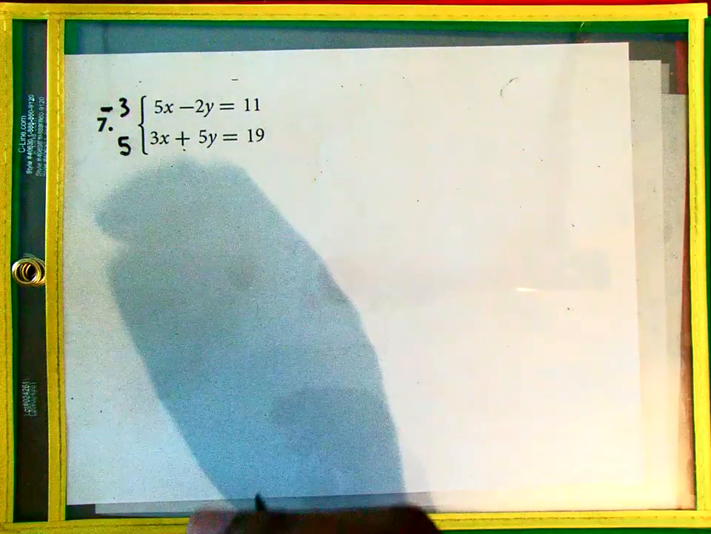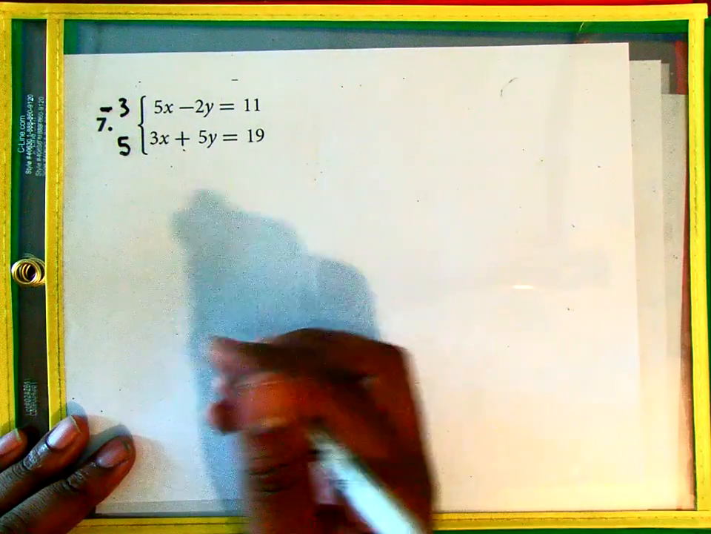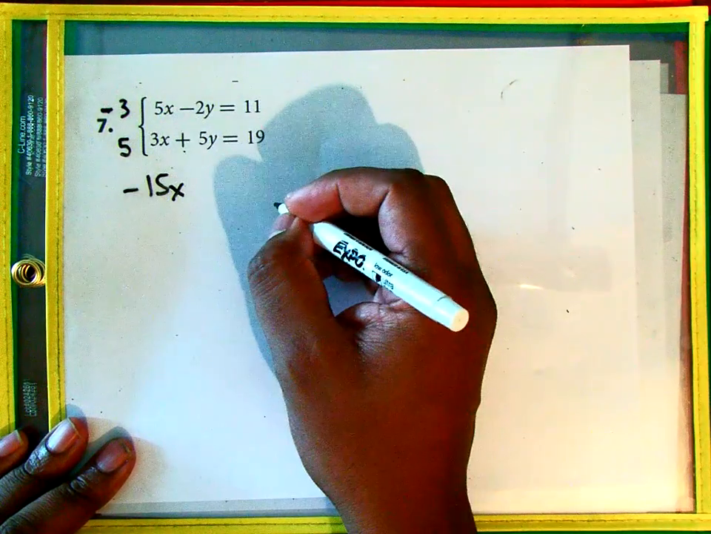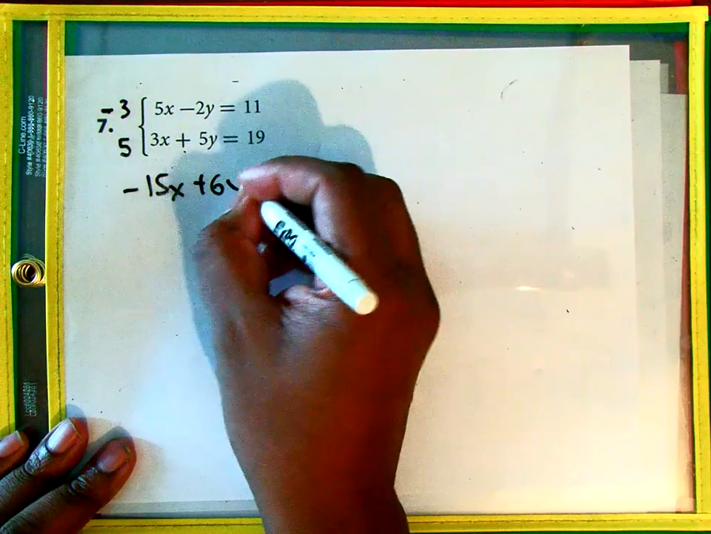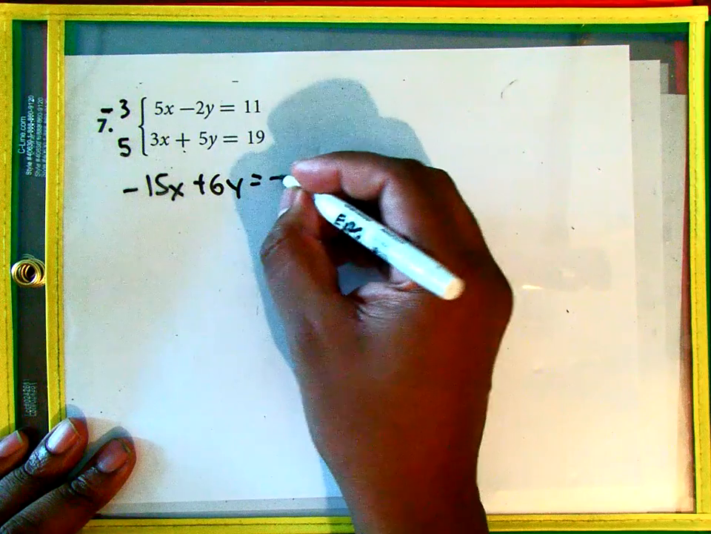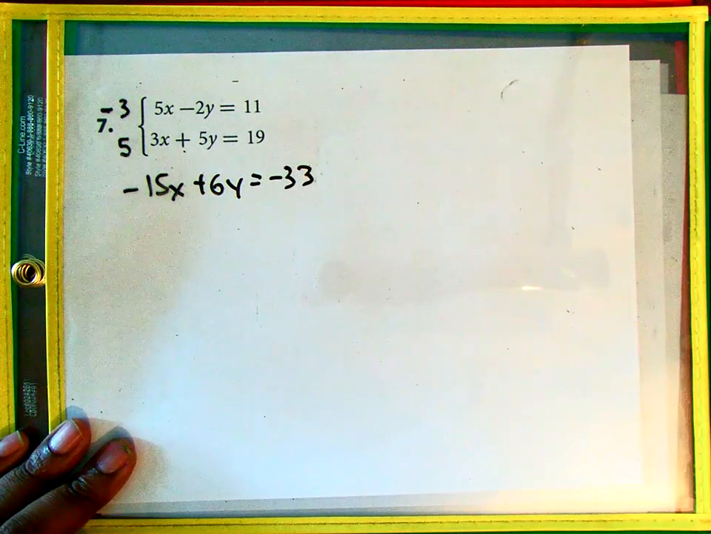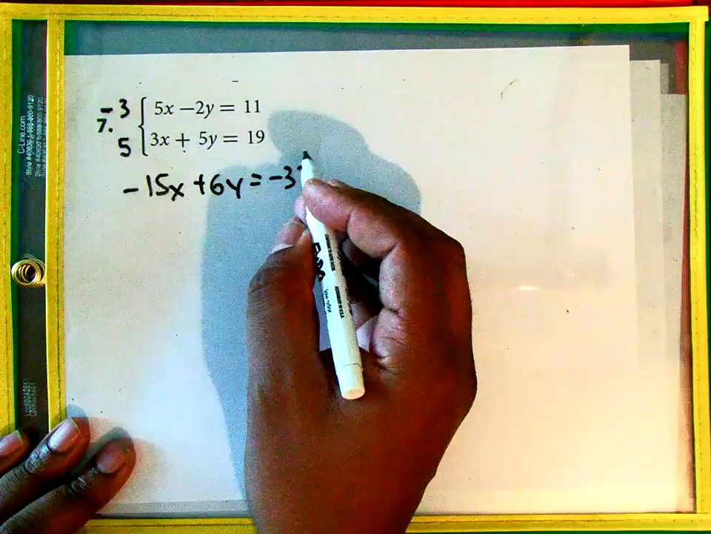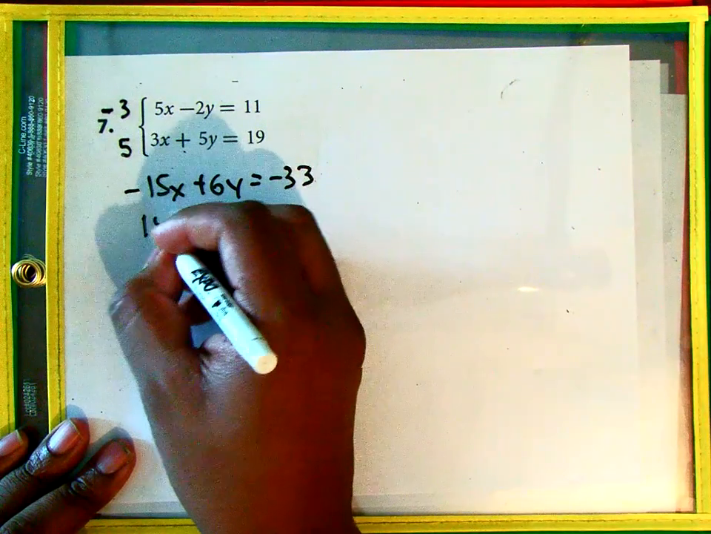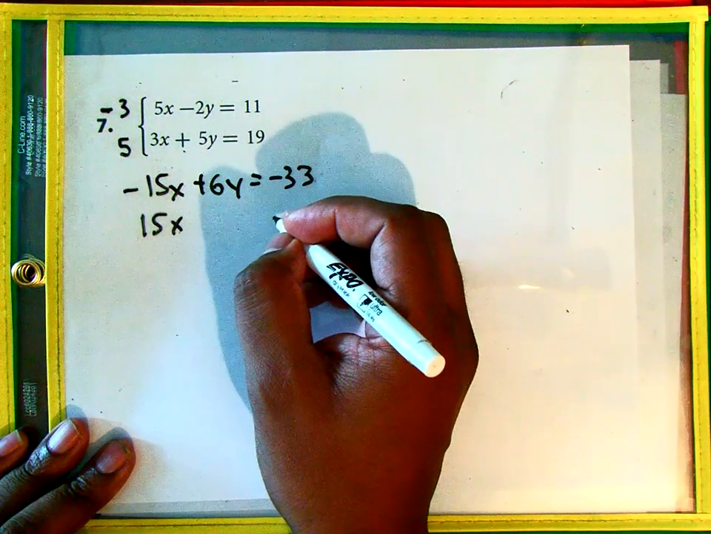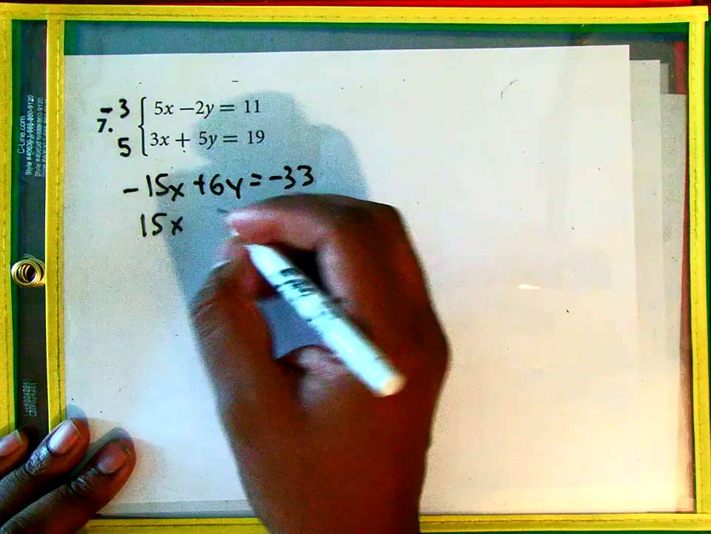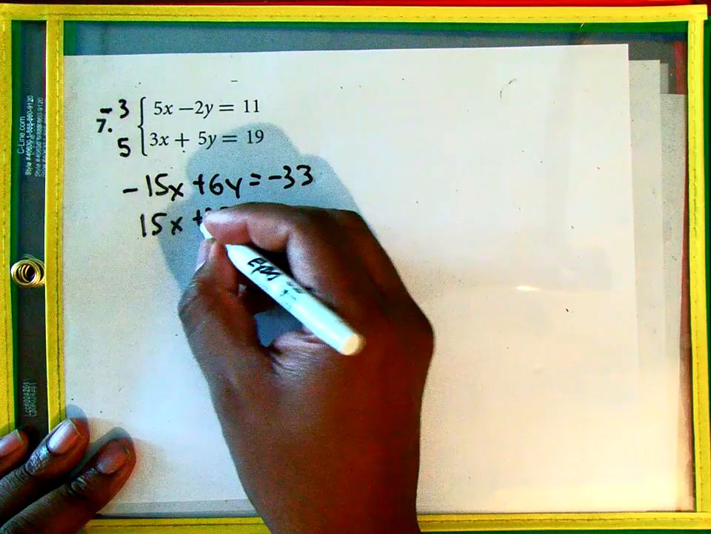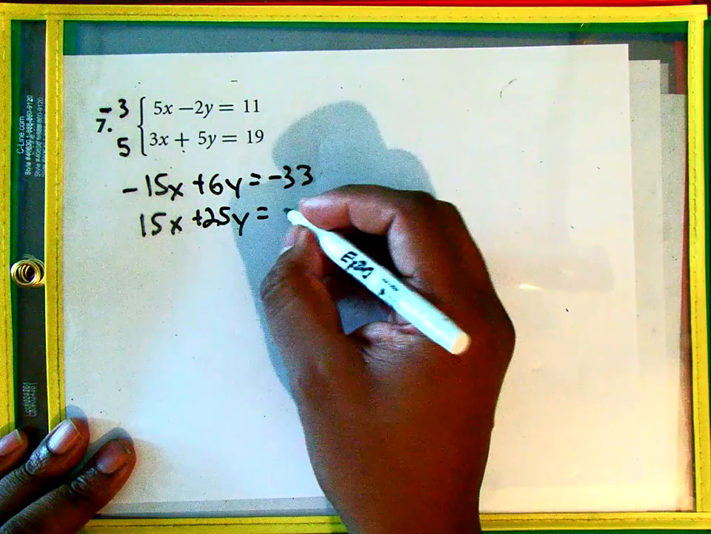So I'm going to multiply all the way across here, and that's going to give me negative 15x plus 6y is equal to negative 33. Then multiply the last one here. That's going to be a positive 15x, 25y is equal to 95.